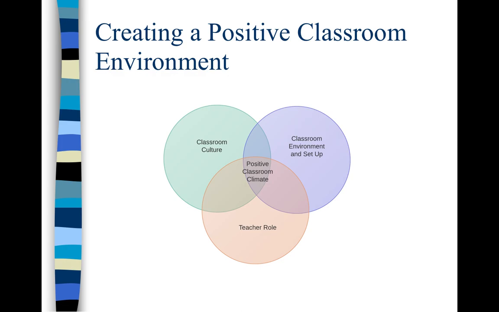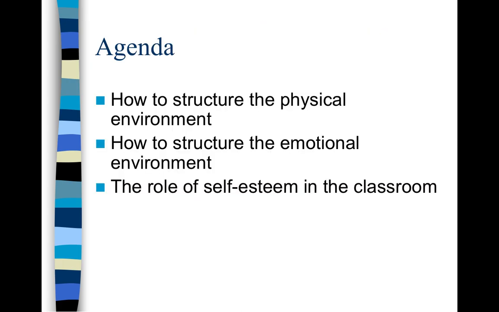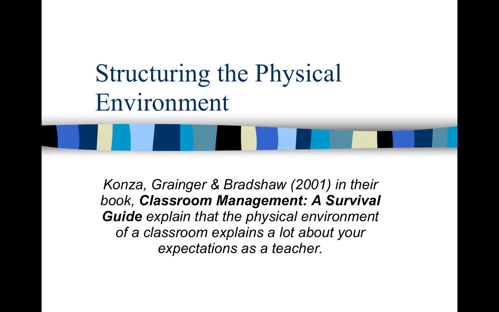All right, so we would have talked last night about creating a positive classroom environment. I think this tri diagram here gives you a good indication of what that looks like in the major components: our classroom culture, our classroom setup and its environment, and then our role as the teacher. Where those three things combine, that's where we begin to see a positive classroom environment. So we're going to talk about structuring your actual physical environment, structuring the emotional environment of your classroom, and then what your role is as the teacher to promote self-esteem for students.